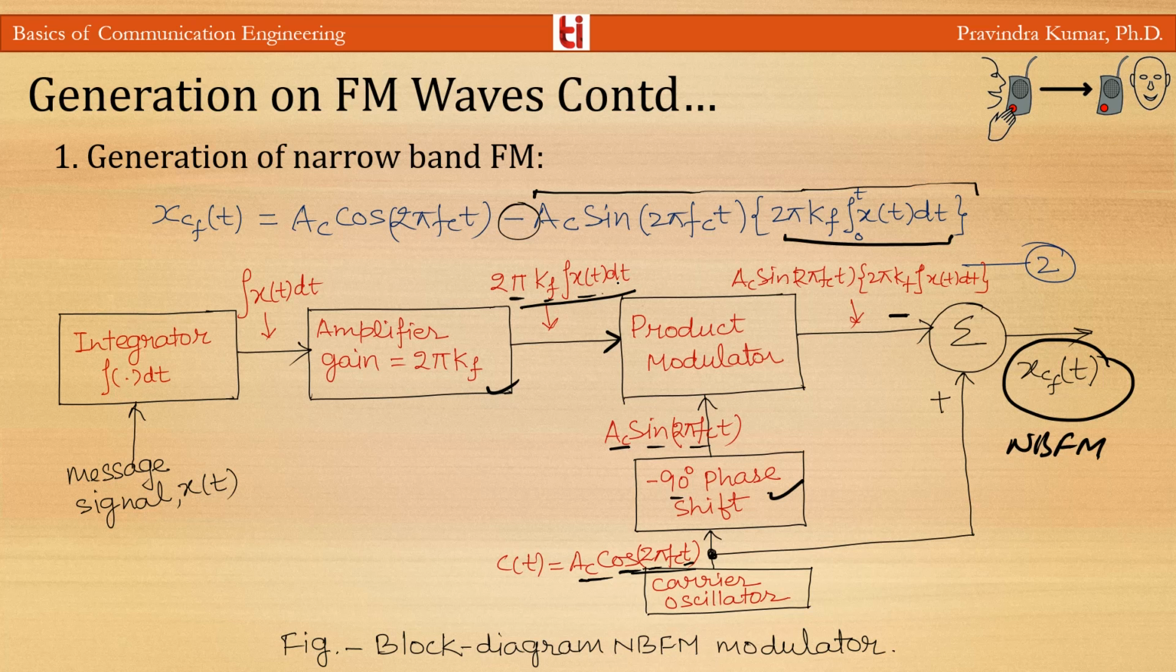Now we use the summer block. It has two inputs, with a positive sign for the carrier Ac cos 2π fc t, and a negative sign for Ac sin 2π fc t into 2π kf ∫x(t)dt, and at the output of the summer block we have the narrowband FM.